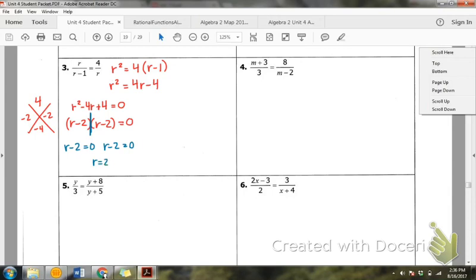So r is 2. Let's do a mental check, though. What happens when I plug a 2 into the denominator? When I plug it in over here, I get 2 minus 1, and 2 minus 1 is 1. And then if I plug it in over here, I just get 2. Right? So it's okay. I'm not getting 0 in the denominator. So r equals 2 can be an answer. Are you guys okay with this? Do we need to keep doing these?